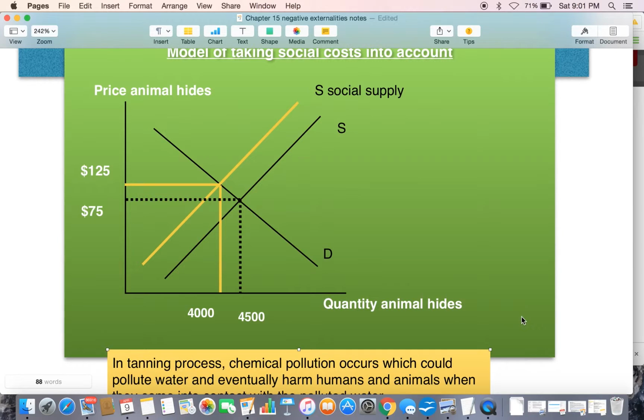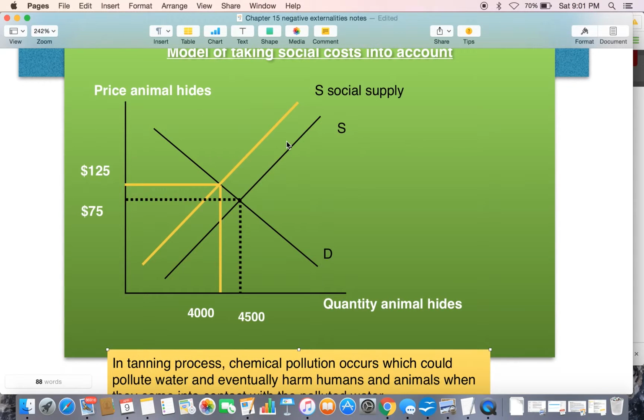Maybe one way of handling that, to reduce the amount of pollution, which would obviously shift our supply curve inward again and to the left to reflect our social supply for the industry, would be to define the property rights, to say that the property the firm exists on is within this certain space, and therefore the river that is downstream is not their property, and therefore they are not allowed to pollute it.